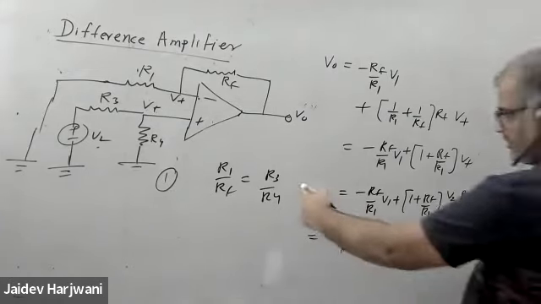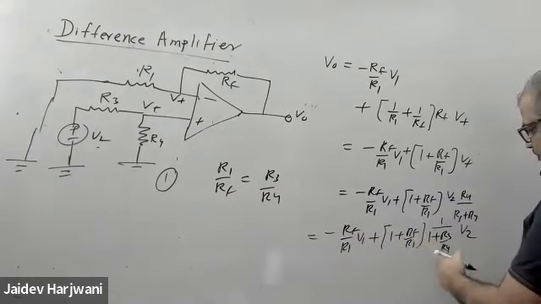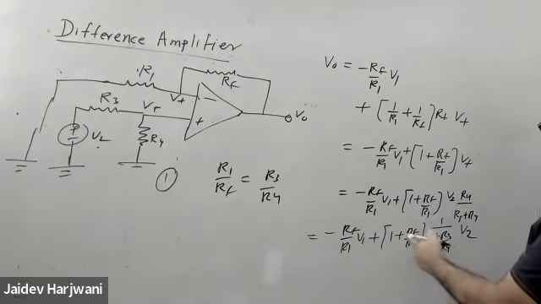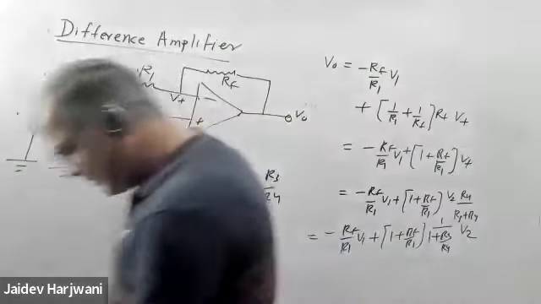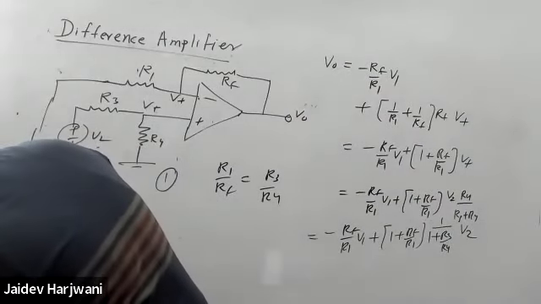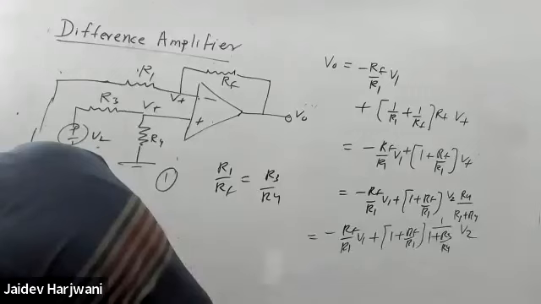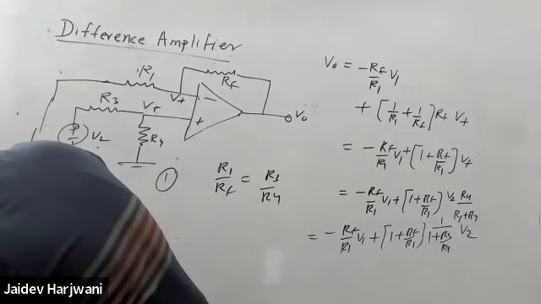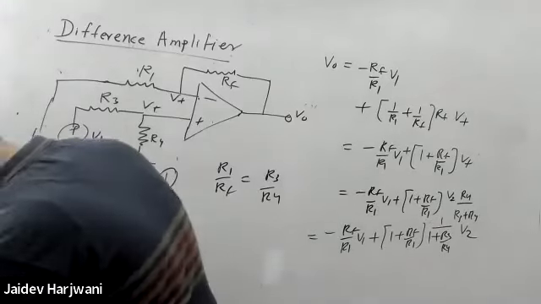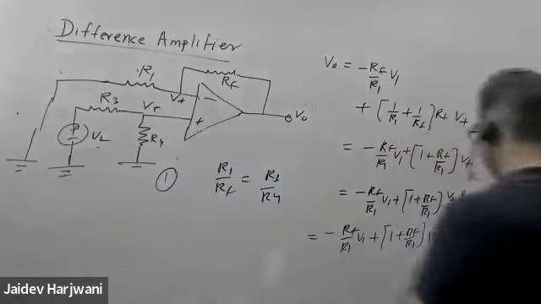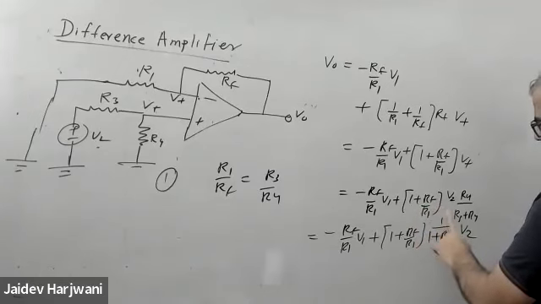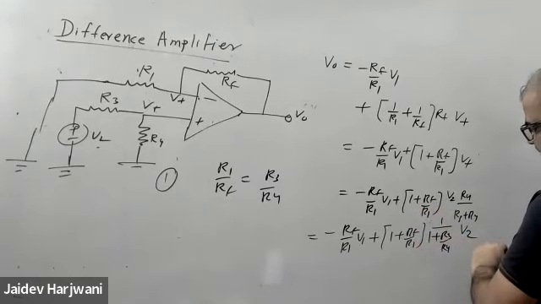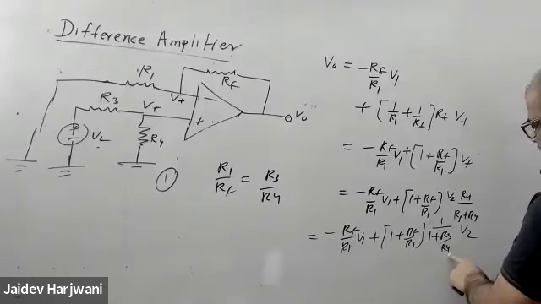Now if this ratio is same, then this will cancel out, isn't it? This will cancel out or not? Yes, sir. So what value will we get? Tell me. V2 minus V1 into RF by R1. Yes, 1 minute. Anything is missing here? Any term is missing here? Am I missing anything or not? Here, something is missing.